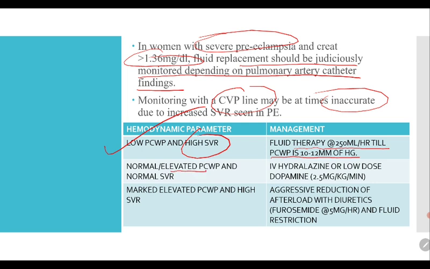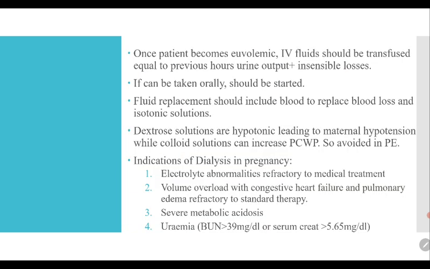If PCWP is normal or elevated with normal systemic vascular resistance, you can go for IV agents, low-dose dopamine. With markedly elevated PCWP and high systemic vascular resistance, aggressive reduction of afterload with diuretics, furosemide 5 mg per hour, and fluid restriction has to be done. Once the patient becomes euvolemic, you should stop.